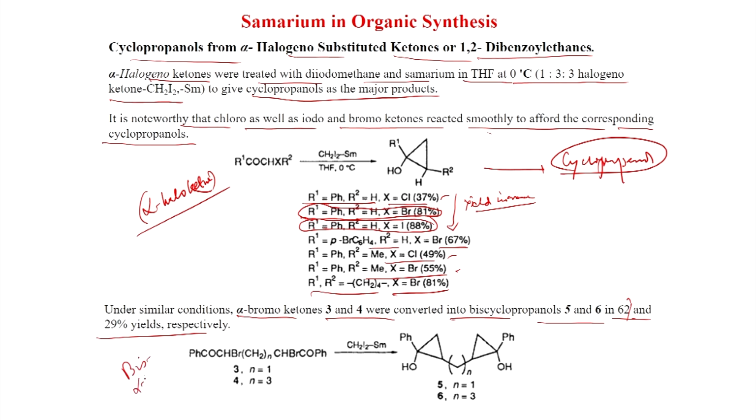Bis alpha bromoketone. Like here PhCO, CHBr, CH2 and CHBr, COPh. Here with CH2I2 samarium, of course more equivalents you have to use. And if n is equal to 1, then it is 5, in that case you get 62% yield. So, this will give 62%, and n is equal to 3, then you get 29%. So, this means this reaction is quite general for alpha bromoketones.